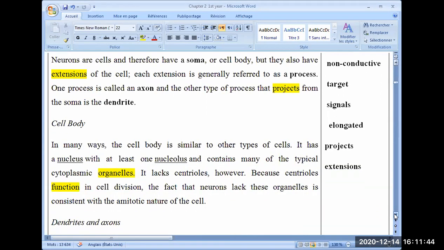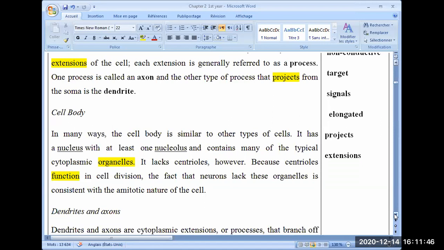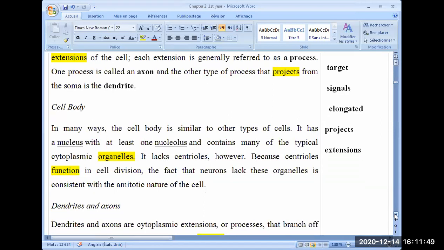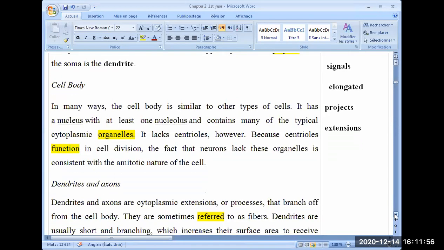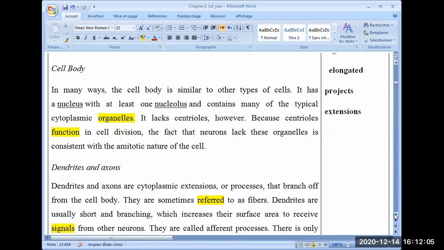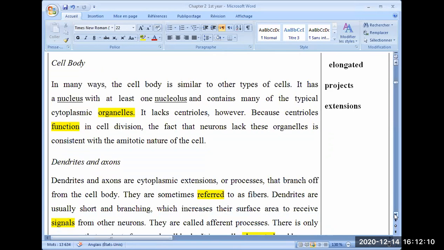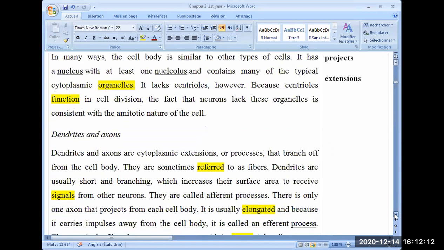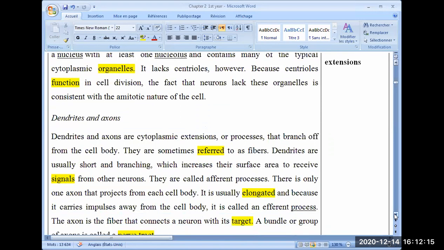Cell body. Now, in many ways, the cell body is similar to other types of cells. It has a nucleus with at least one nucleolus and contains many of the typical cytoplasmic organelles, but it lacks centrioles, however. Because centrioles function in cell division, the fact that the neurons lack these organelles is consistent with the meiotic nature of the cell. Dendrites and axons are cytoplasmic extensions or processes that branch off from the cell body.